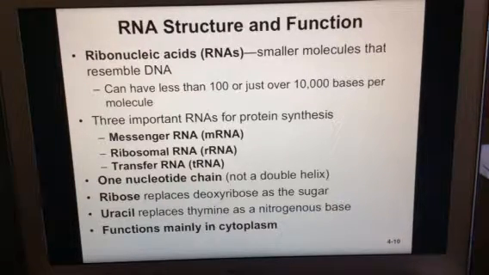RNA functions mainly in the cytoplasm. The messenger RNA will start to form in the nucleus, and the rRNA is at the ribosome, but that ribosome is sitting in the cytoplasm.